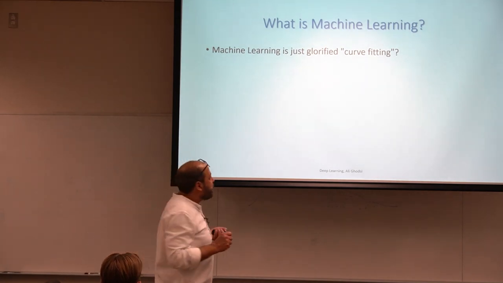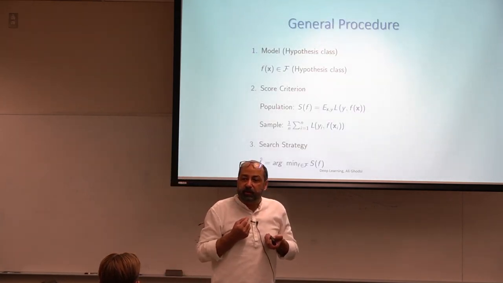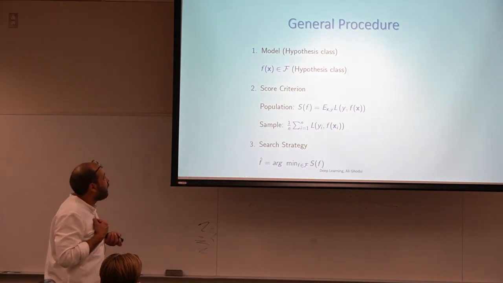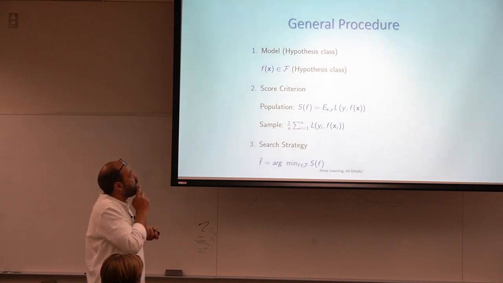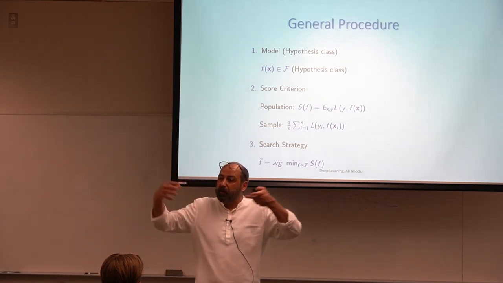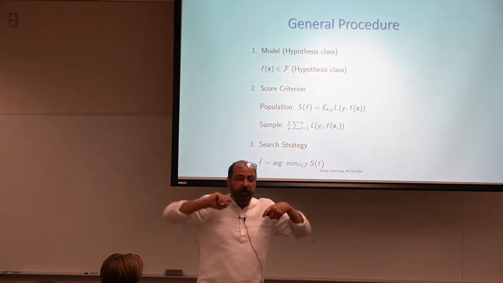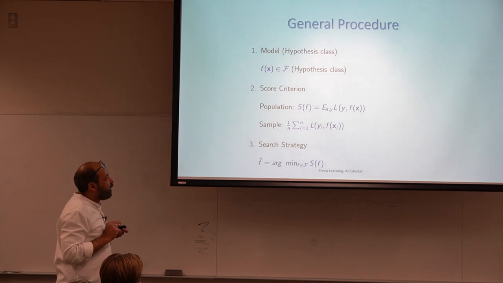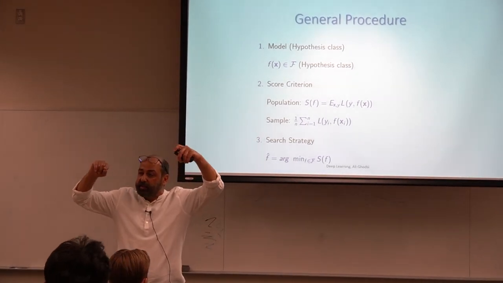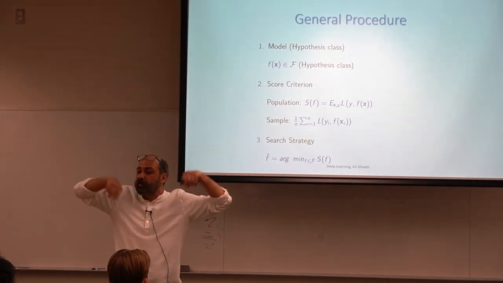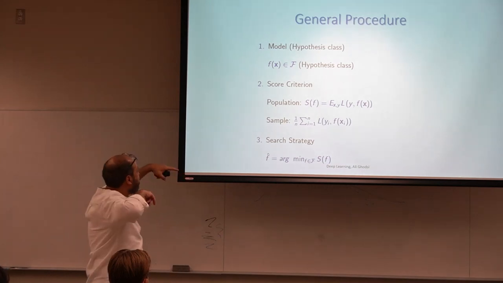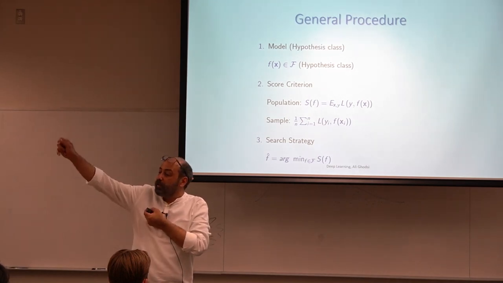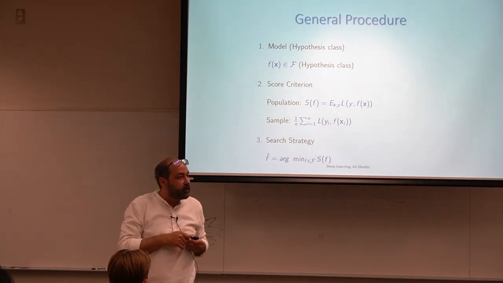So in all of these tasks, and in all of the more sophisticated tasks that we have in machine learning, there is a common procedure. And this common procedure has three steps. In the first step, we have a model. This model will form a hypothesis class. And then we have a score criterion, which tells us which member of this hypothesis class is better than the other one. And then we have a search strategy, which tells us how to find the one with higher score.